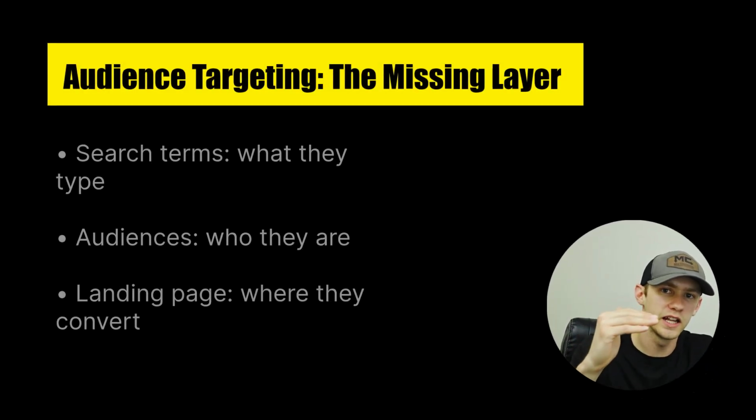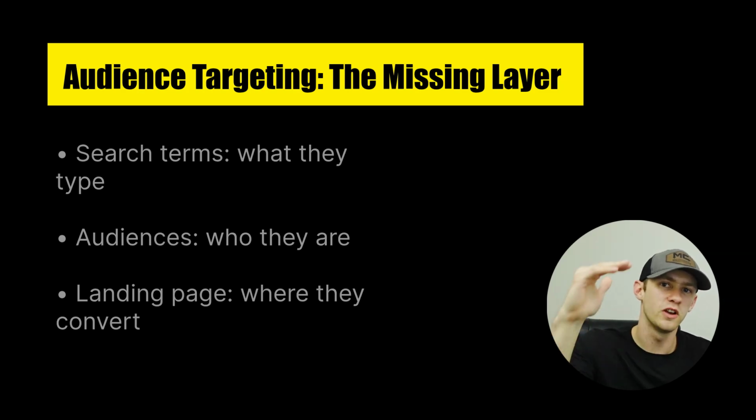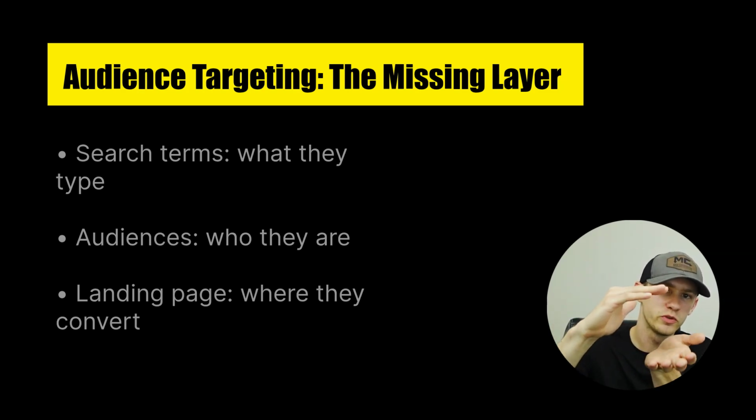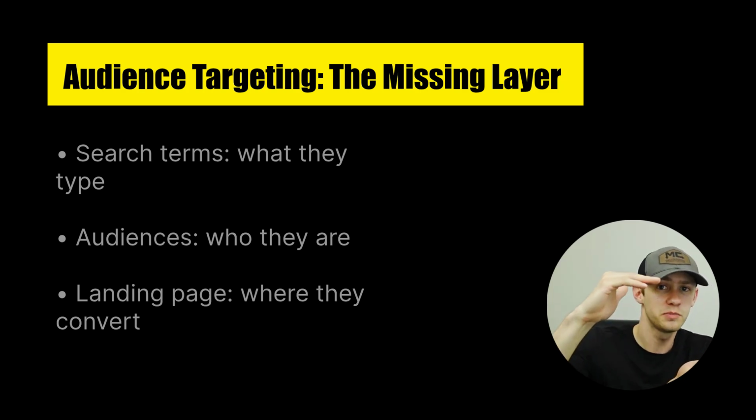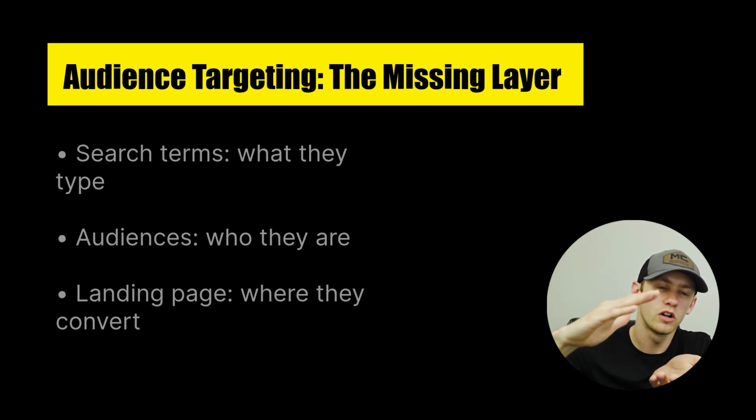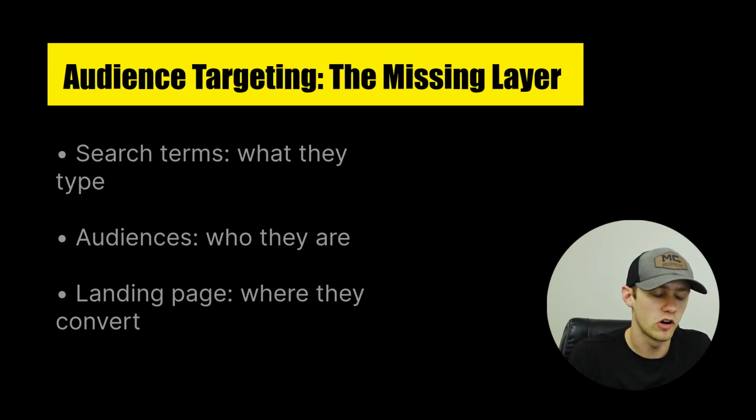Audiences are the layer on top of the search term report that people are looking at. So you have search terms, and then you have audiences, and then you have a landing page. So in between the search term and the landing page, which is where a lot of people are at, search terms are good, landing page is good, maybe not so good, but the in-between where you get the quality, a lot of times is the audience targeting.